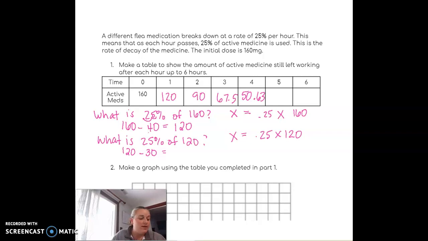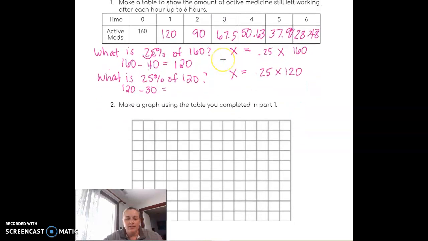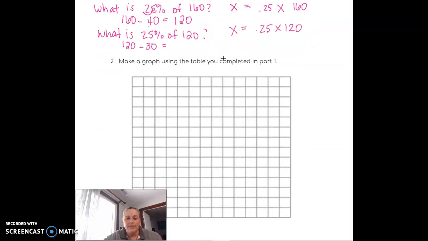Then we're taking away 12.66, which leaves me with 37.97, and so on. So at hour 6, we should have approximately 28.48 milligrams of medicine still working for the dog in the bloodstream. And this is taking that 25% away every single hour.